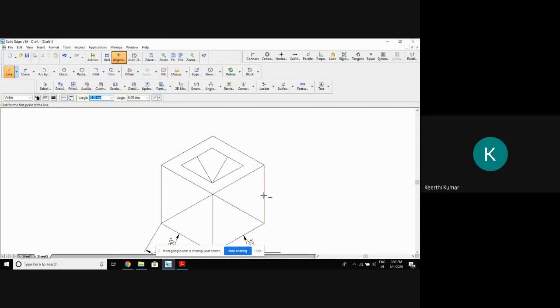Okay. Similarly, you draw the line from this corner to the center of this, again from this corner to the center of this. Like that you draw. Make sure everything is thin. Nothing should be thick here. I have drawn two lines from this corner and two lines from this corner, where it reaches the opposite edge midpoint. Done?